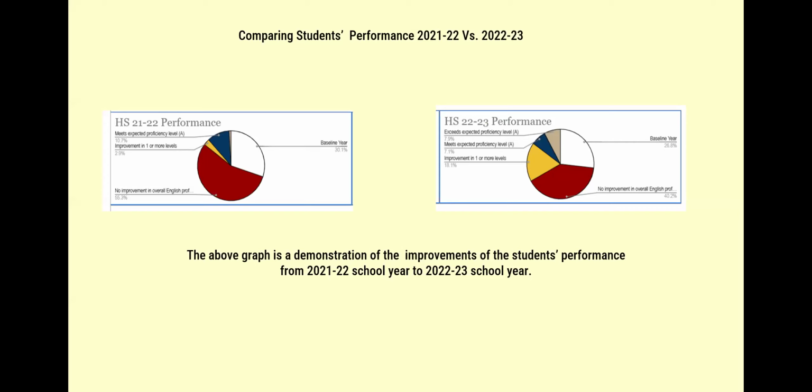Comparing the performance from the year 2021 to 22 versus 22 to 23, the graph above is a demonstration of the improvement in student performance over those two school years, with the exception of the graph on your left side. This is when the students come for the first time into this program. And the second graph is the second year after they've been exposed to the ELL program.